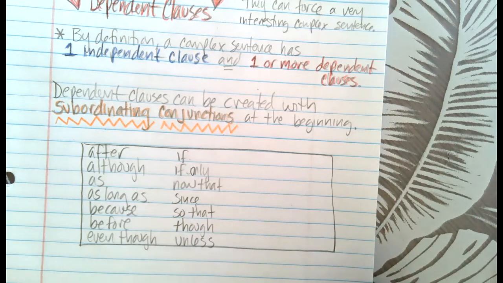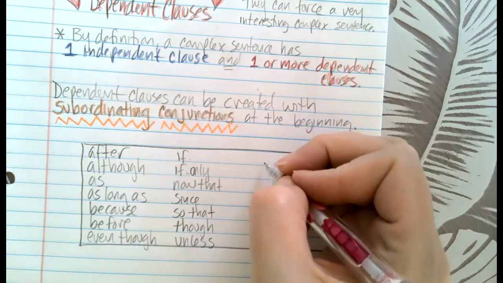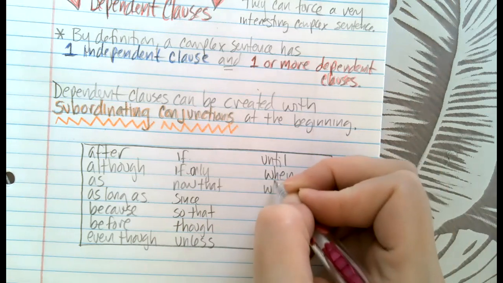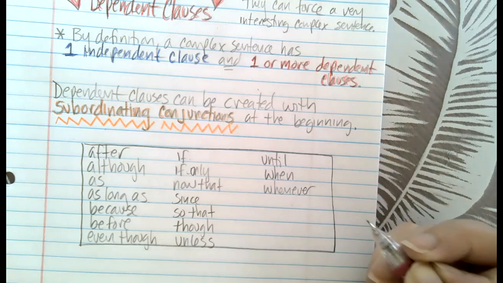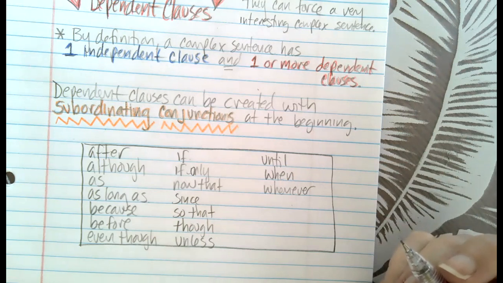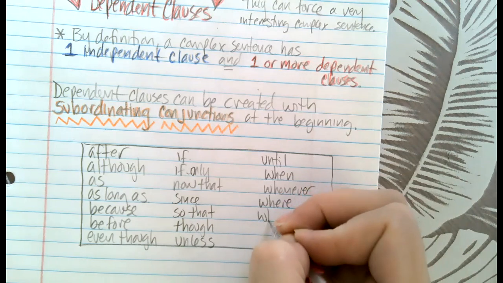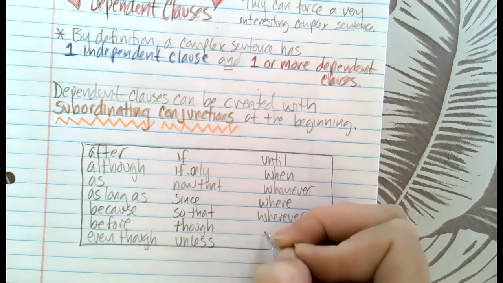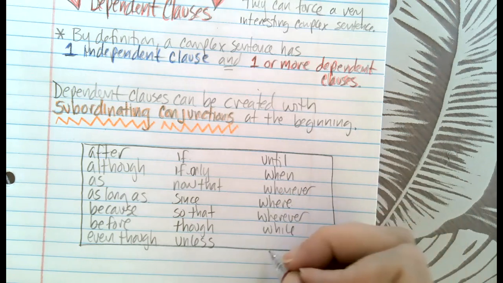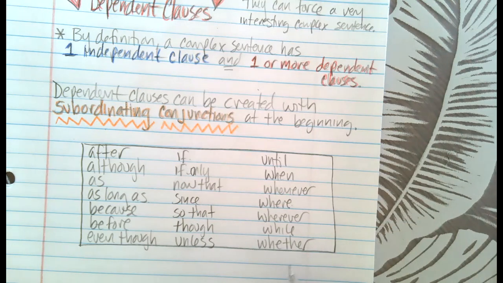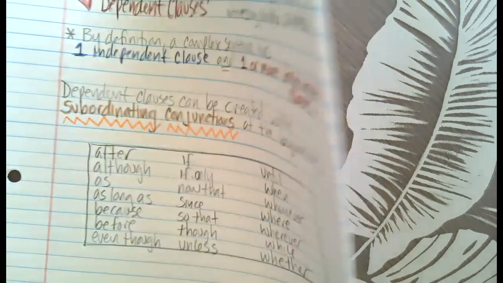Okay, now the third column: until, when, whenever. Where, wherever, while, whether. Now, this is not the weather, like as in, is it raining or is it sunny out? This is whether or not. This is a comparison word, okay?